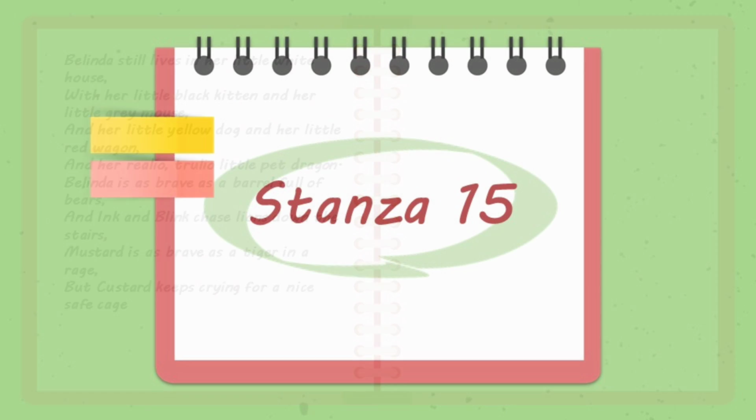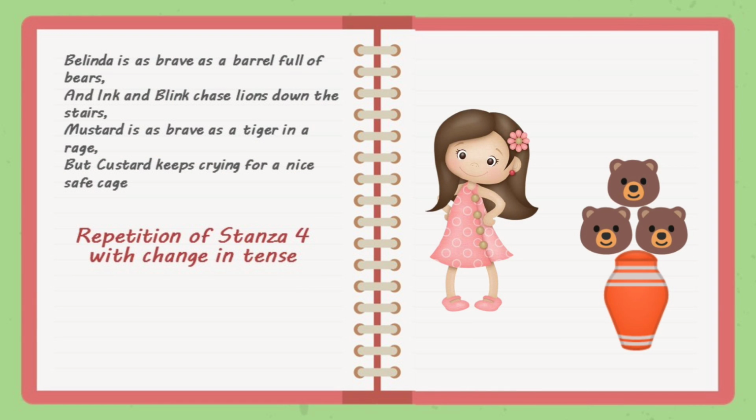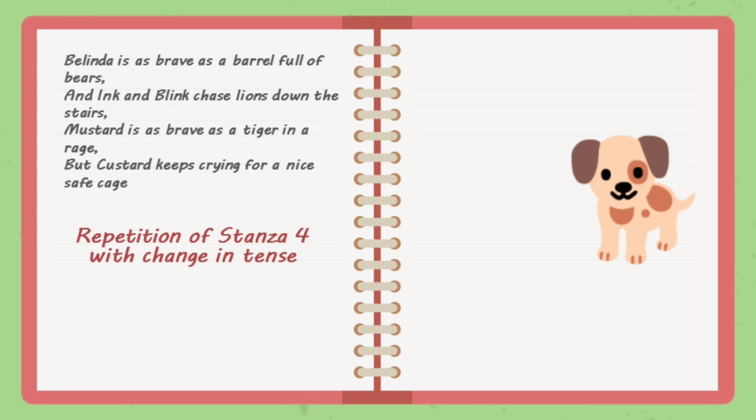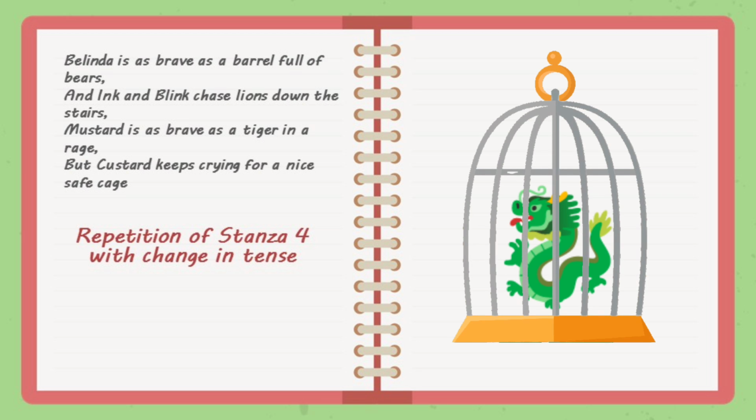The last stanza of the poem. Repeating the 4th stanza, here the poet satirically remarks that Belinda has the bravery equal to that of a number of bears. Ink and Blink are considered to be brave enough to be able to give a chase to the lions down the stairs. Mustard's bravery may be compared to that of an angry tiger, and Custard the dragon still longs for the comfort of a nice, safe cage.